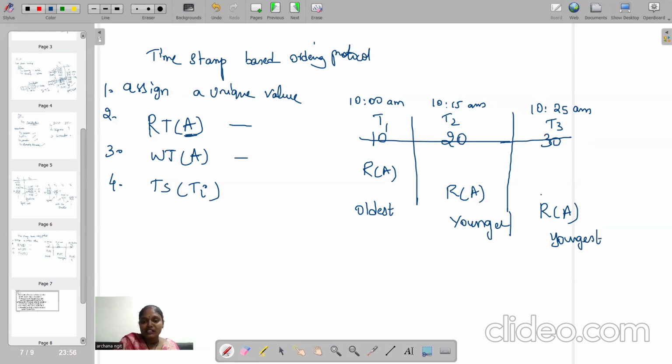Now, if a question is asked, what is the timestamp of read upon data member A? We have three different values, but we need to consider only the youngest value, that is 30. So the read timestamp of a variable will be 30. We need to always consider the youngest value only.